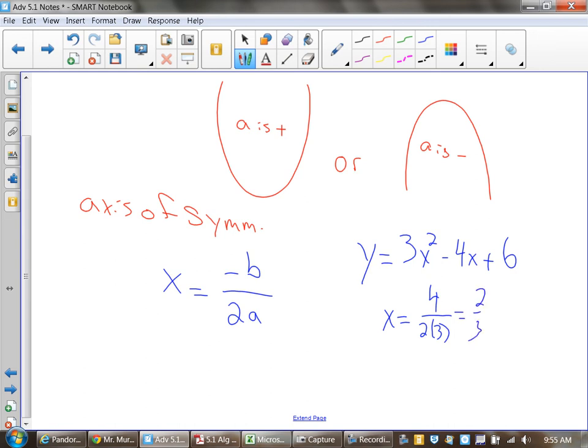Wait, why is it a positive 4? It's the opposite of b. So b here is a negative 4, and the opposite of negative 4 is positive 4. They write it as negative b, but I always say it as opposite of b. I think it's just cleaner to say. So your axis of symmetry would be x equals 2/3.